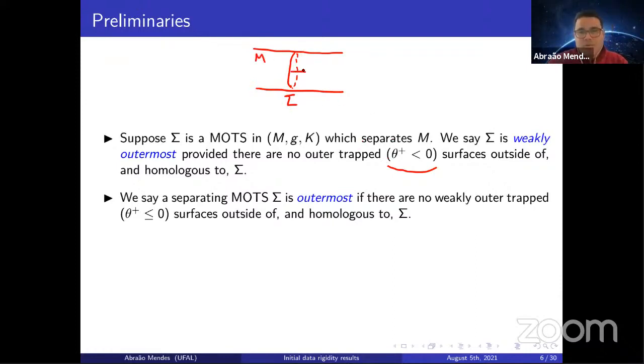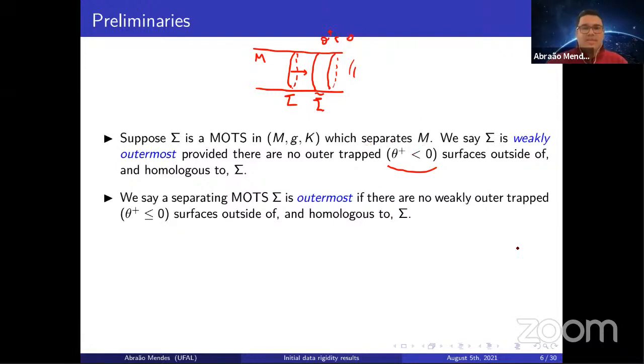And let's call this side the outside of the hypersurface. Okay, so this is the outside of sigma. Then we say that sigma is weakly outermost if there is no hypersurface here homologous to sigma and in the outside of it with negative null mean curvature theta plus.